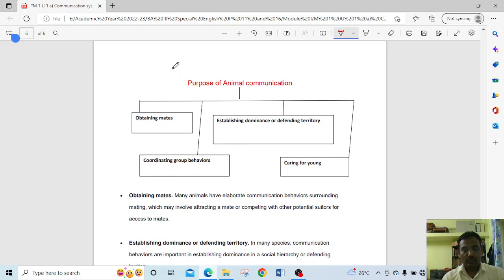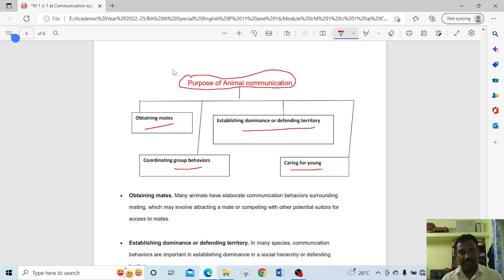Now, the basic purposes of animal communication are, first, obtaining mates, then coordinating group behavior, establishing dominance or defending territory, and caring for young. So these are the four basic purposes of animal communication.